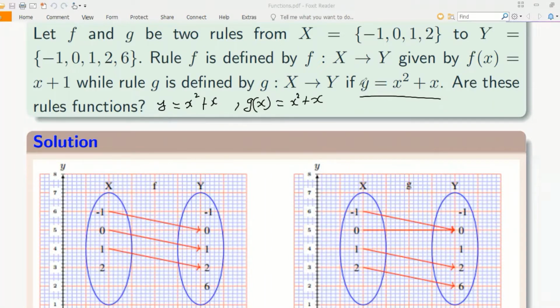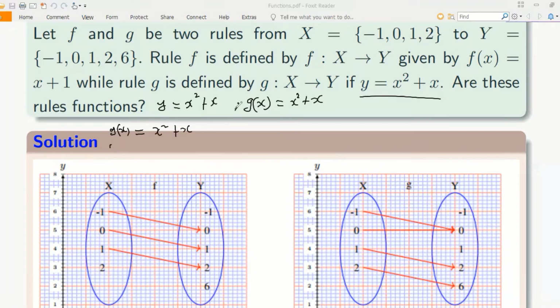Now, let's look at how the elements here will be assigned. We have the objects in X and we have the images. We want to see whether each of these should be assigned an element in Y. So G of x, by definition, we've said that is x squared plus x.